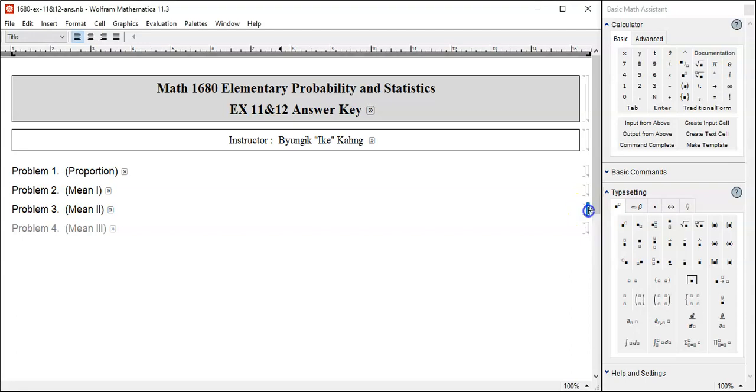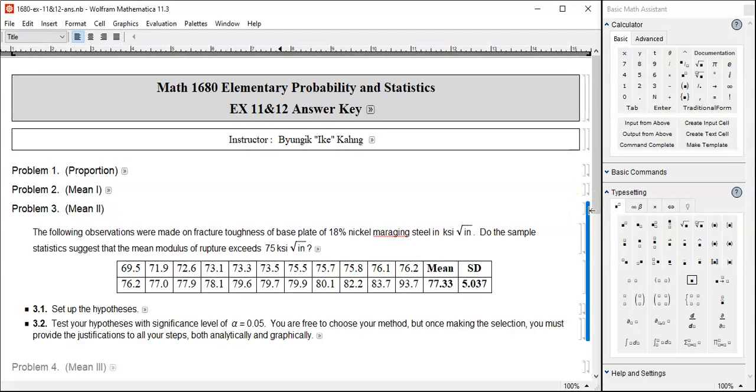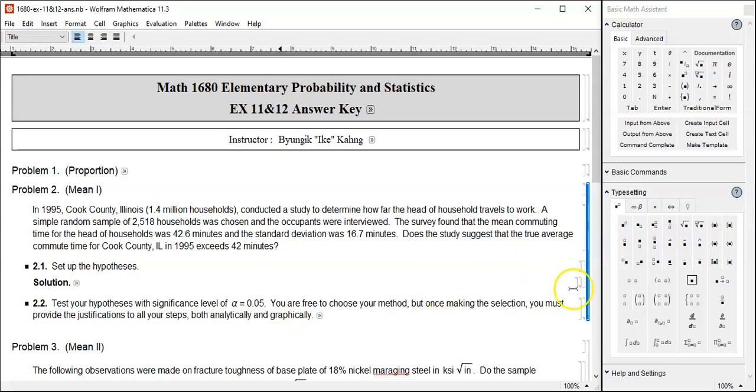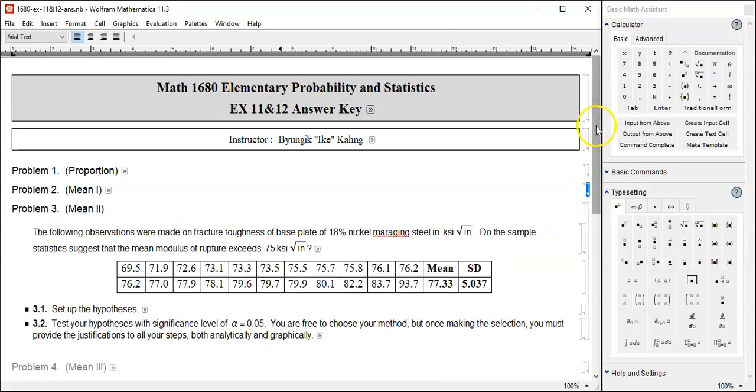This time we have a mean associated with an actual sample. Previously, the problem did not give you the sample data because there were too many, 2,500 something. It's impossible to process. But here, the problem gave you the table.